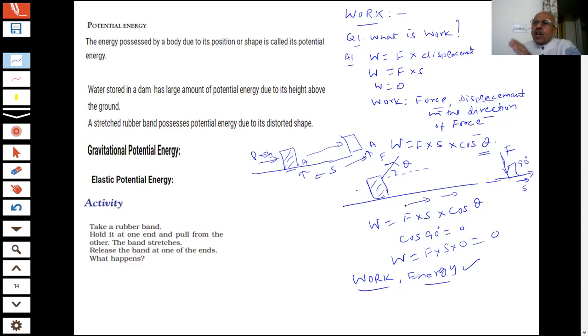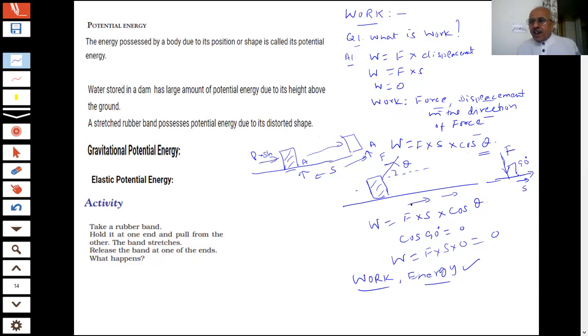Energy can do the work, or energy can be stored. You have stored energy, and when you want, you can do some work. Yes or no? I have energy stored inside my body, students. If I want, I can run. I can do the work. I can lift a box.